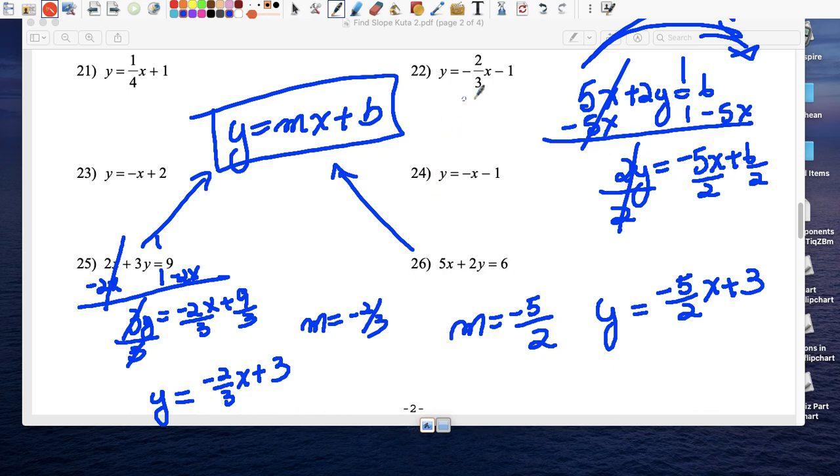Okay, so that sort of sums up. I think I might be missing something, but that should give you a nice little introduction for slope.